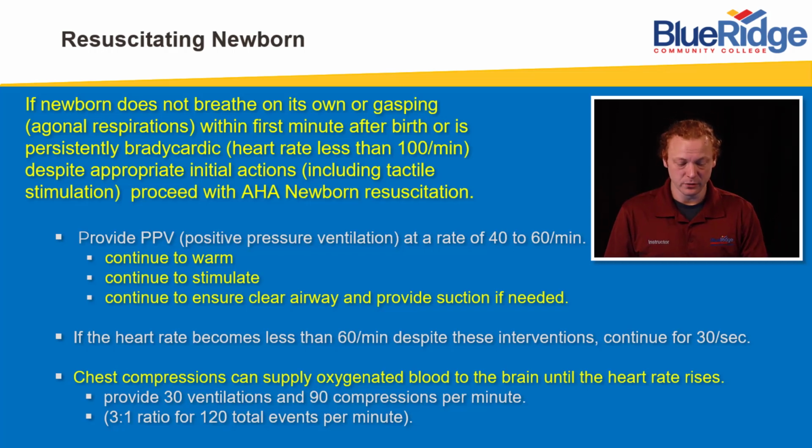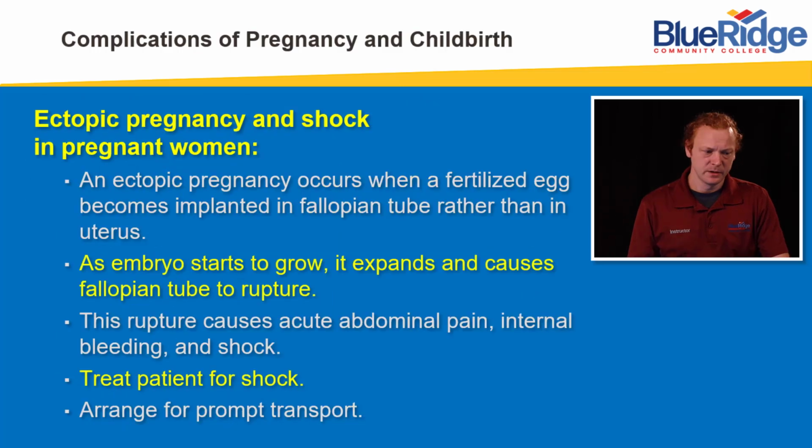Chest compressions are a rare event in full-term newborns, approximately a tenth of a percent, but are provided more frequently to preterm newborns. When providing chest compressions to a newborn, it may be reasonable to deliver 3 compressions before or after each inflation, providing 30 inflations and 90 compressions per minute. That's a 3-to-1 ratio for a total of about 120 events per minute.